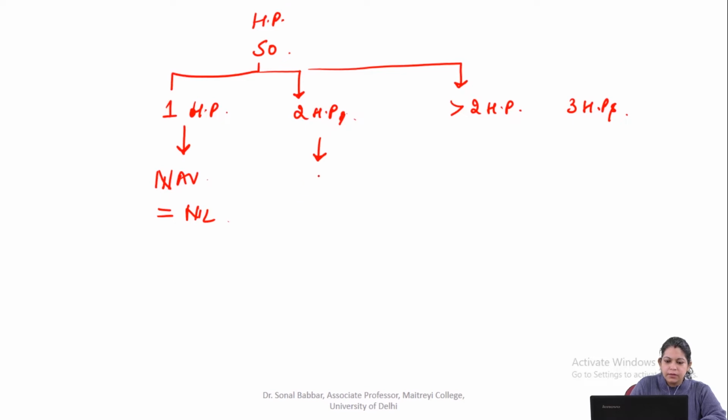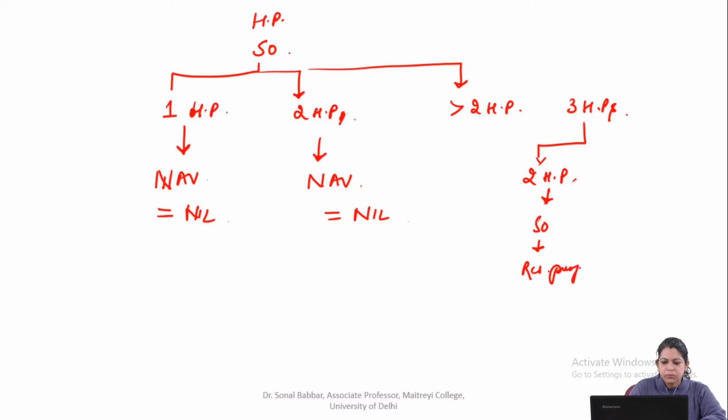Where 2 house properties are there, both house properties will be taken as self-occupied for residential purposes and NAV for the 2 house properties would be nil. And where there are 3 house properties, out of this, only 2 house properties will be taken as self-occupied for residential purposes and the remaining 1 house property will be taken as deemed to be let out and all the taxable provisions which are applicable to a let out property will be applicable here.